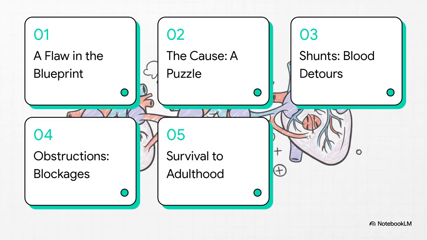All right, so here's our game plan for this explainer. We'll start with the basics of this flaw, then we'll get into the puzzle of what causes it. We'll look at the two main ways things can go wrong: shunts and obstructions. Think of them as detours and roadblocks. And then we'll finish with the really hopeful part, the incredible story of survival into adulthood.